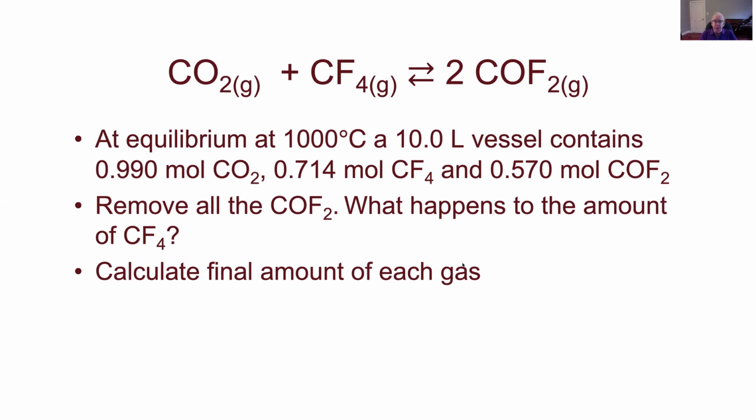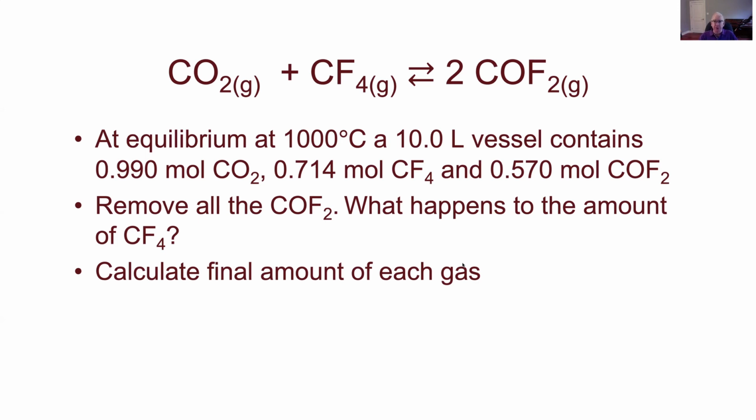We're going to see what will happen if we were to remove all of the product, the COF2, okay? And then what would happen to the amount of CF4, what would be the final amounts of everything when the system gets back to equilibrium is what we're eventually going to calculate, okay? So there's actually a bit to do here. What do we know? We know initially our system is at equilibrium, all right?